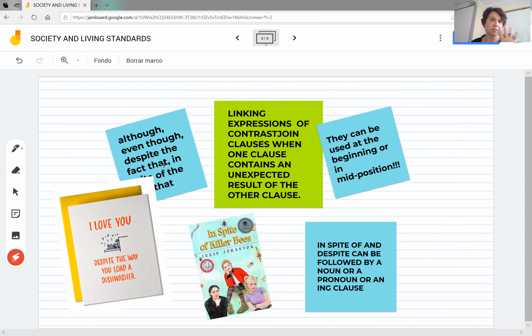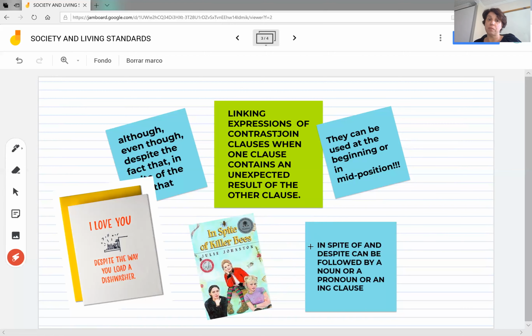I changed that because it's been stuck on top. They can either be used at the beginning or in mid-position. So I've got some here. I love you. This card is lovely. I love you despite the way you load a dishwasher. So that is, even though you're really rubbish at loading a dishwasher, I still love you. And in spite of killer bees. Now that's the name of the book.